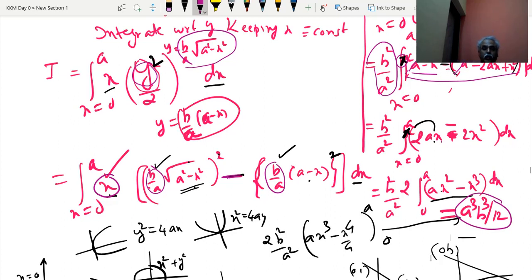Now in all these three integrations, what is important is what the figures are and how to draw them. First is the x axis, meaning y equal to 0, and the y axis, meaning x equal to 0. Then the circle x square plus y square equal to a square. Two parabolas: y square equal to 4ax and x square equal to 4ay, never to forget.